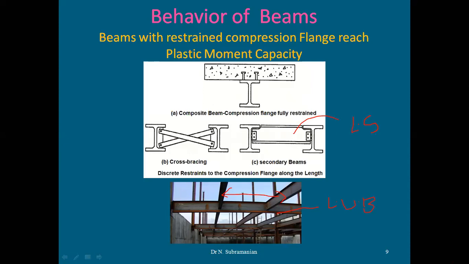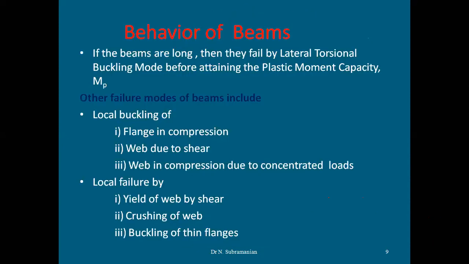Okay. So that is the behavior of beams. What type of failure can you see in the beam? If the beams are long, then, earlier we have seen how short beams usually fail and what conditions take place in short beams. Let me show you the behavior of long beams. They fail by lateral torsional buckling mode before attaining the plastic moment capacity. Short beams will fail due to formation of plastic hinges.